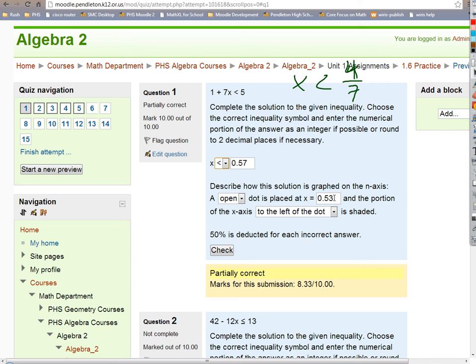And I made that wrong on purpose. It's supposed to be 0.57, isn't it? And then the portion of the x-axis to the left, because if x is less than 4/7, we're going to graph the part to the left. To the left of the dot should be shaded.